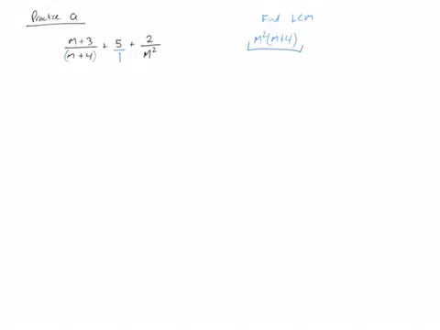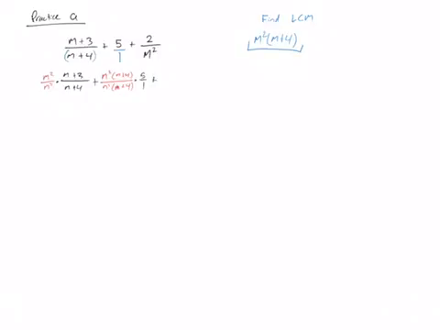So to get this first one to look like that, I already have the m plus 4, so I'm going to multiply by m squared over m squared times this fraction, m plus 3 over m plus 4, plus, now since the denominator is 1, I'm going to have to multiply by all of that, m squared times m plus 4 over m squared times m plus 4, times 5 over 1.